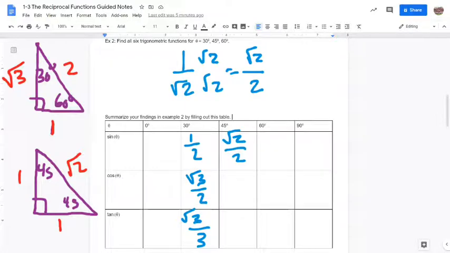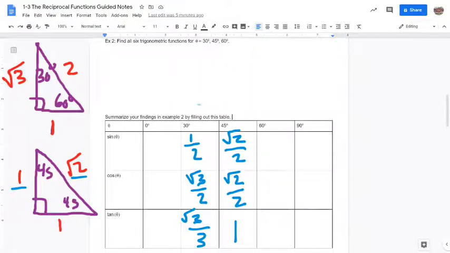Okay, the cosine of 45 is also adjacent over hypotenuse, so it's also going to be 1 over root 2, which simplifies to root 2 over 2. Okay, and the tangent of 45 is going to equal 1, because the ratio of the opposite leg over the hypotenuse, it's the same length, so it's a 1-to-1 ratio.